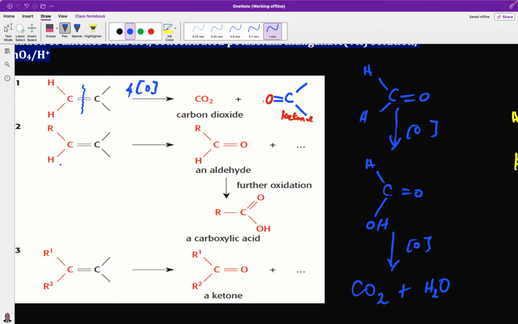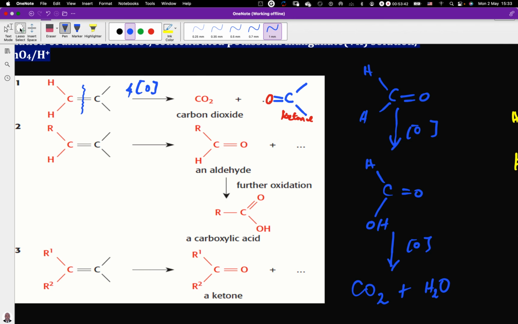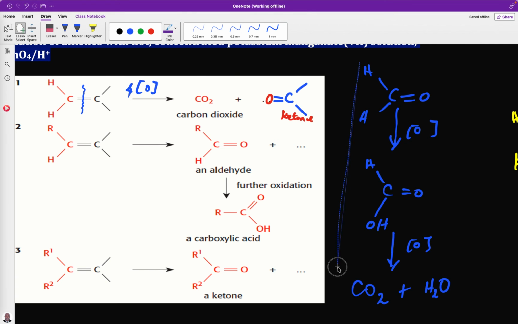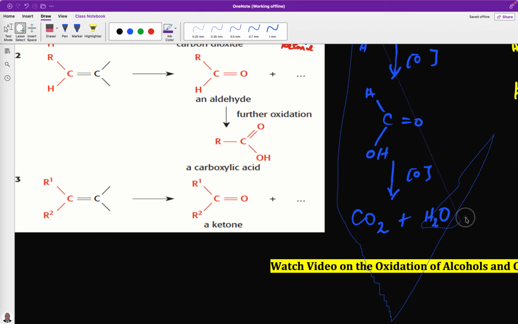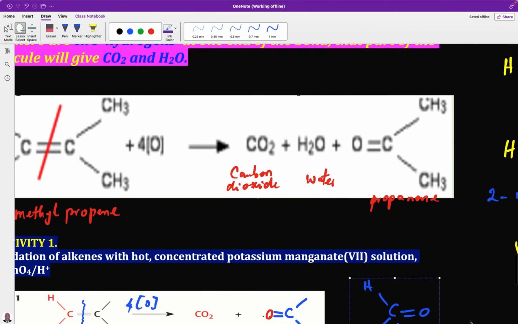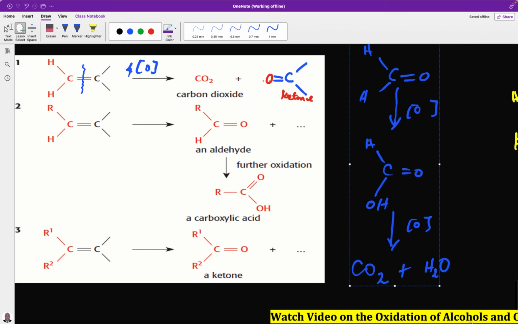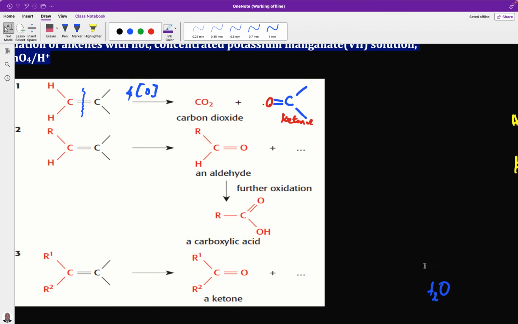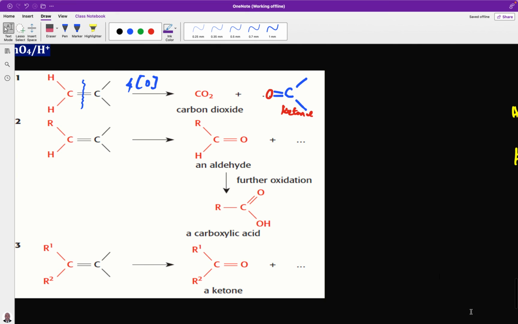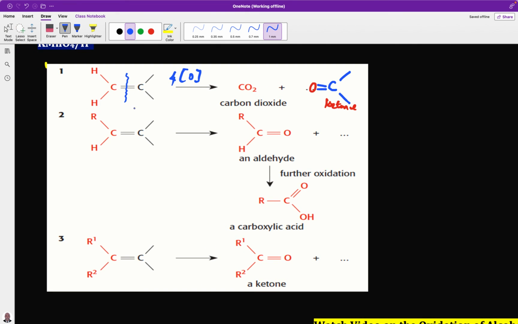Now, let's go to this second one here. Okay, let's go to the second one, where there is a carbonyl, where there is an alkyl group and a hydrogen atom. What happens when the bond splits?